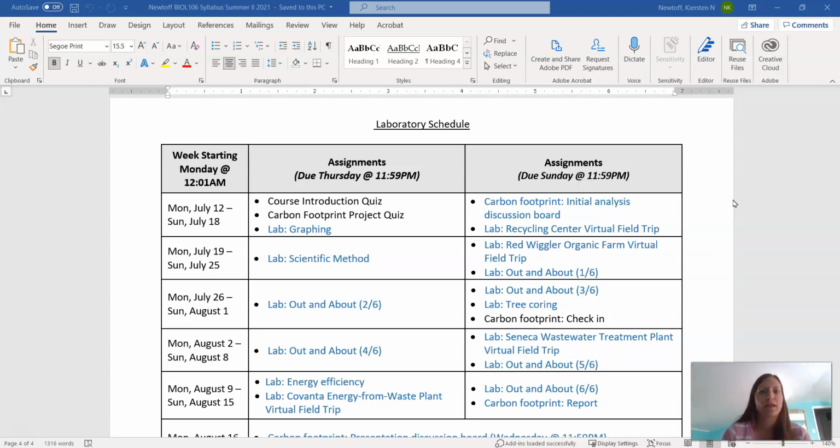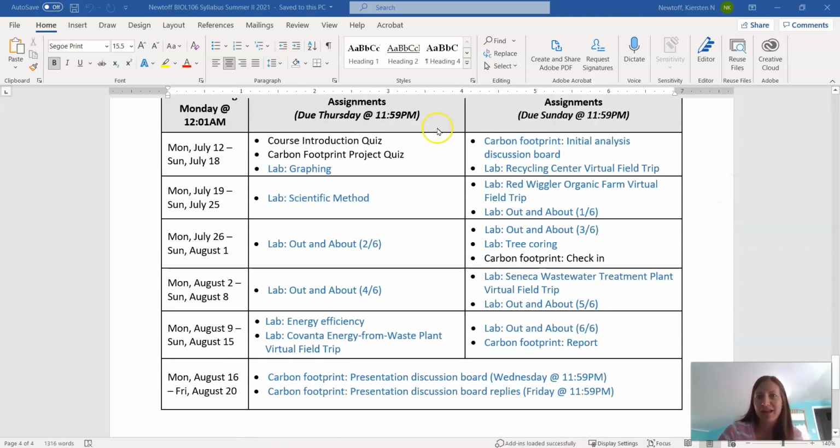Keep in mind during a regular semester it's 15 weeks. So this summer course is moving at about 2.5 times the speed of a regular semester. So if you're looking at this and thinking, oh my goodness, this is so much work, keep in mind this is running 2.5 times the typical semester. I have two basic deadlines during the week: a Thursday night deadline and a Sunday night deadline. So I have your assignments broken up between those two deadlines.